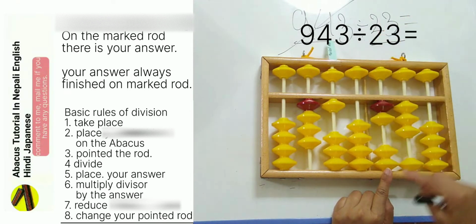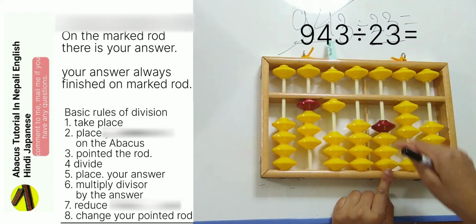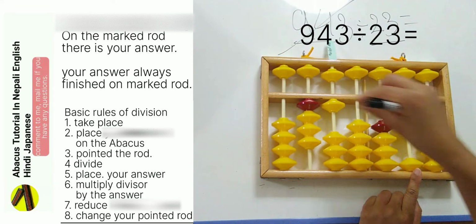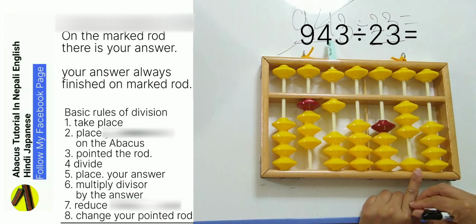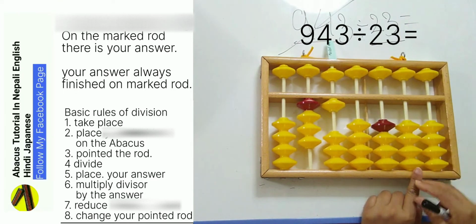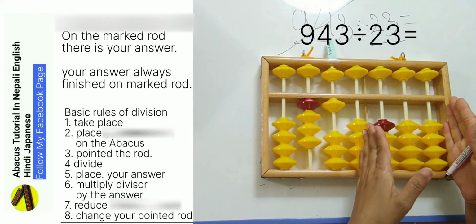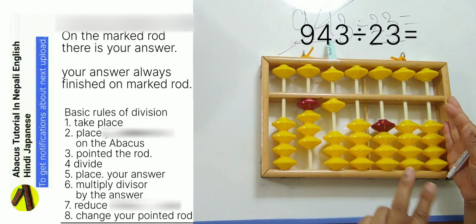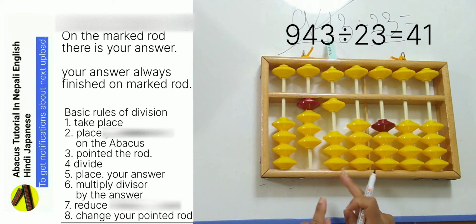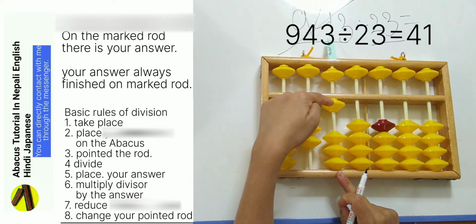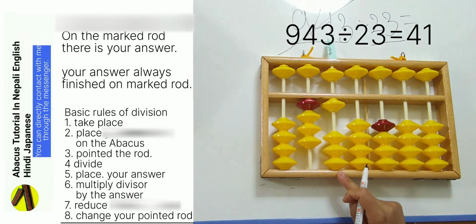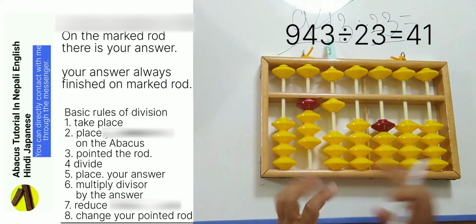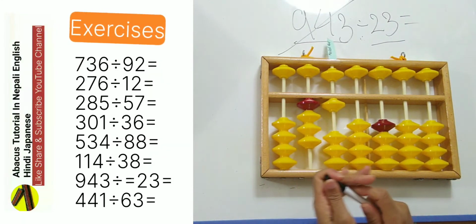1 2 is 2, reduce that, change your finger, and 1 3 is 3, so reduce that and change your finger. Look, we finished our dividend here and we have our answer. This time we have a 2 digit answer. This is my marked dot, 4 and 1. 41 is our answer.